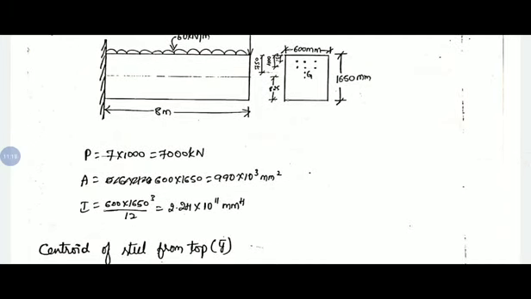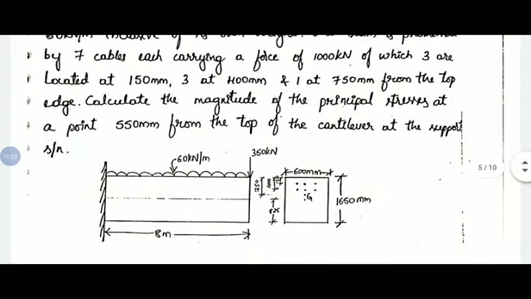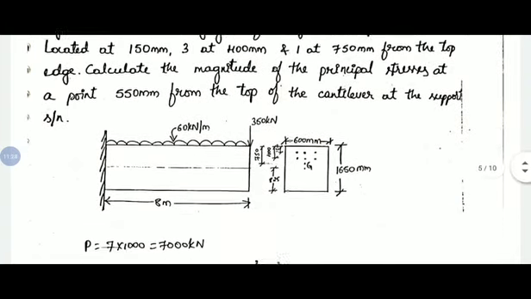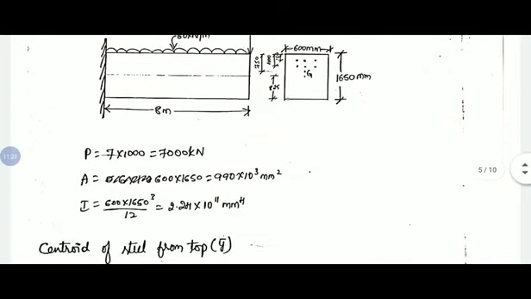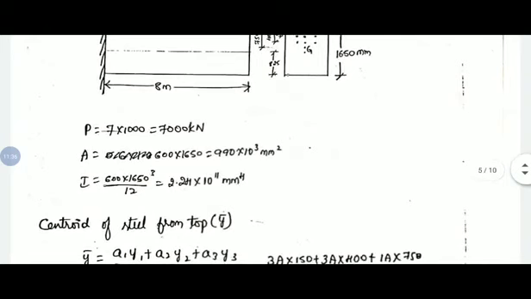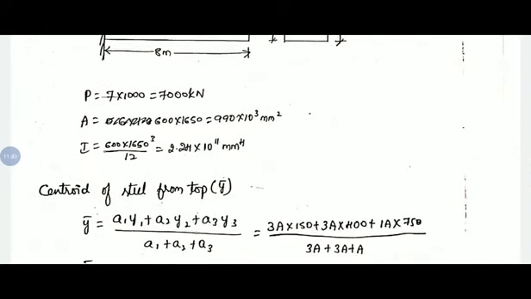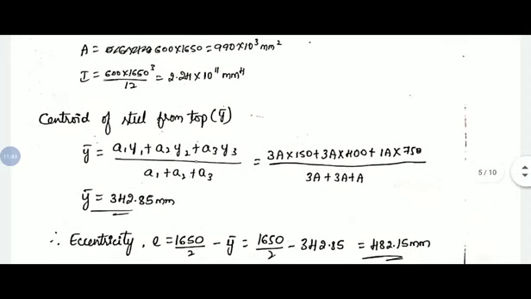So P is the pre-stressing force. Initial pre-stress is given, stress we need to find out. Each cable carries 1000 kN and we have 7 cables, so 7 into 1000 is 7000 kN. Area is 600 into 1650, and my moment of inertia I equals BD cubed by 12. So first we need to find out the actual centroid of the entire cables. By combining all 7 cables, we need to locate one centroid.